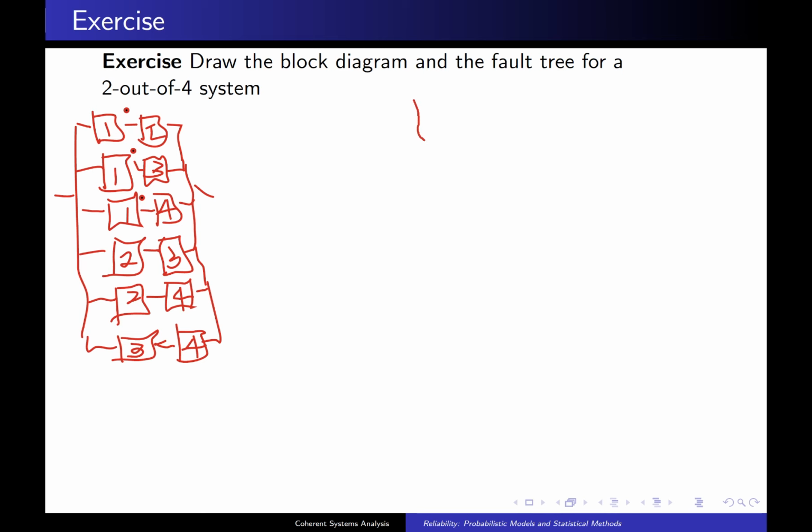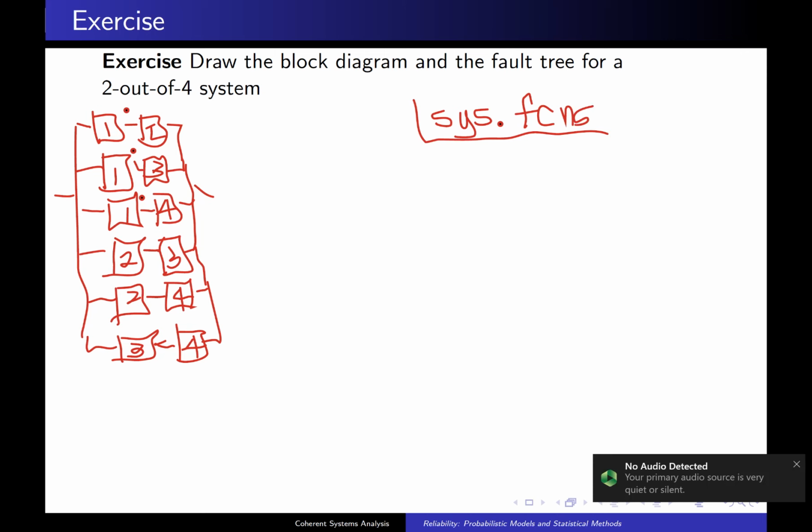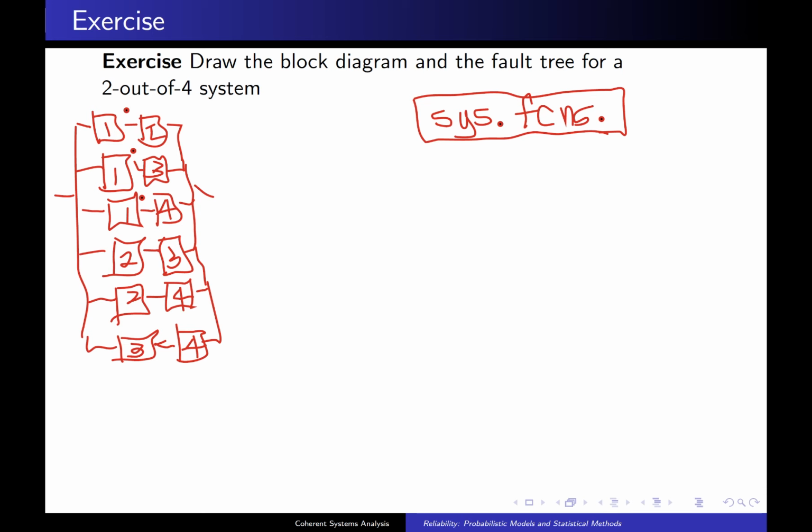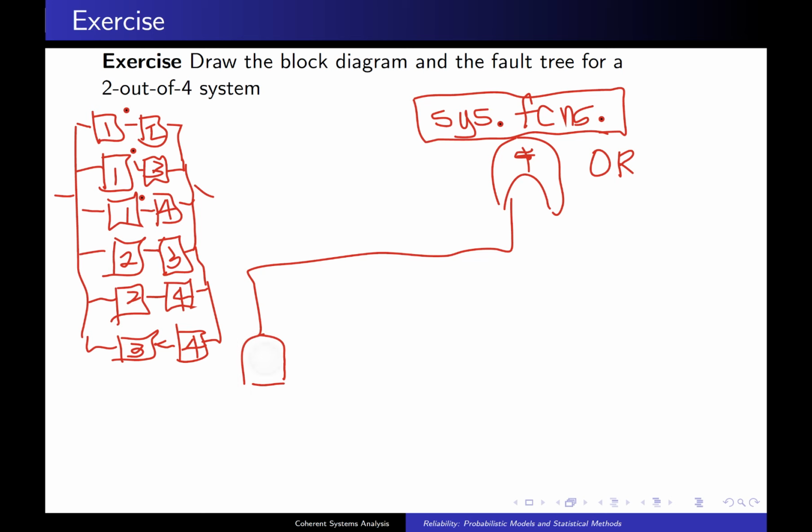Now, to draw the fault tree, we start up top with the top event, which is that the system functions. There it is. Now, coming off of there, we're going to put in an OR block. And that OR block will get a plus on it. So here is the OR block. And this system will function. Now we got to come all the way over to the far end here. We're going to put an AND block right here.